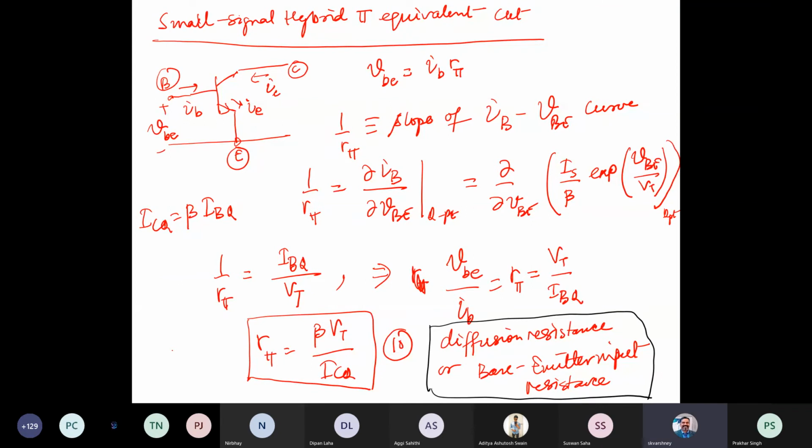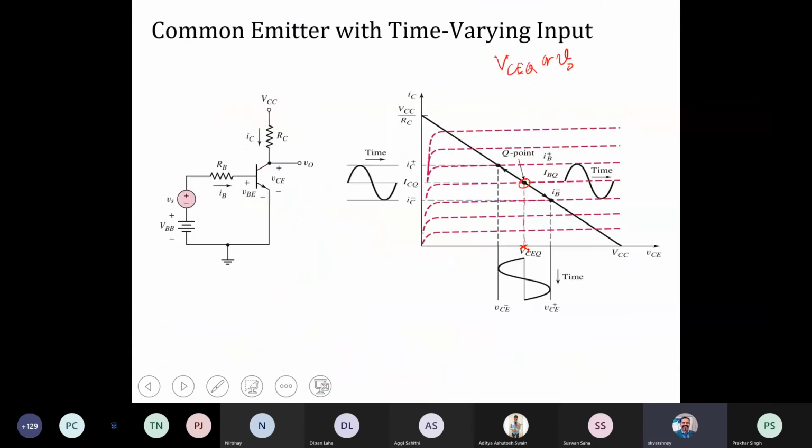R pi. So that's for the input. In the same way, we need to find an output. Now, if we recall the output characteristics, just hold on, let me show you. Yes, here. As I mentioned before as well, the output characteristic has a certain slope, and if you extrapolate these lines on the x-axis, they meet at one particular point. That point is called the early voltage.